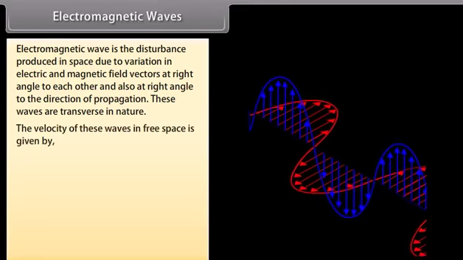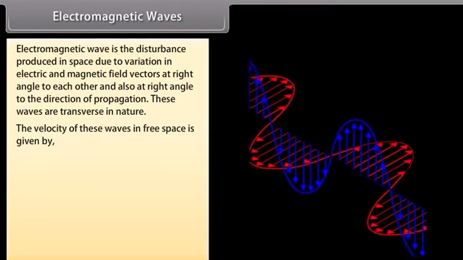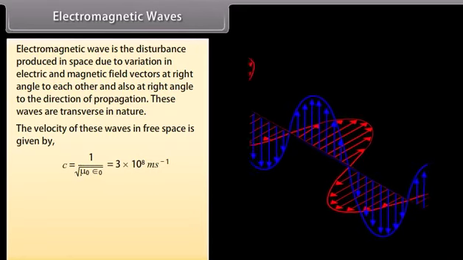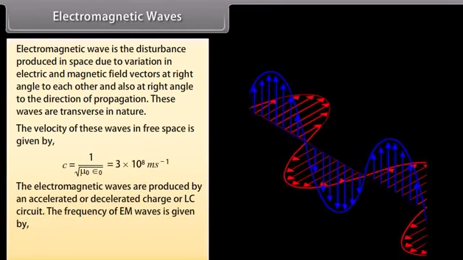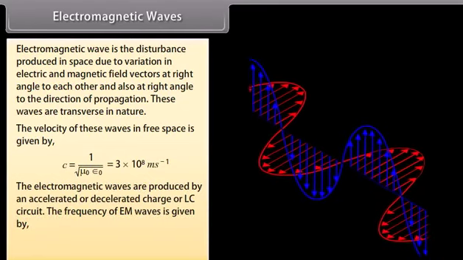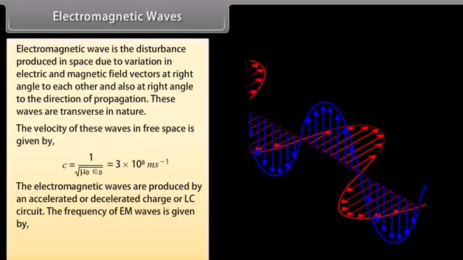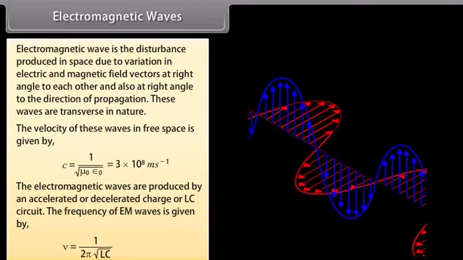The velocity of these waves in free space is equal to the velocity of light, which is equal to 3 into 10 raised to the power 8 meters per second. Electromagnetic waves are produced by an accelerated or decelerated charge in an LC circuit. The frequency of EM waves is given by 1 upon 2 pi square root of LC.